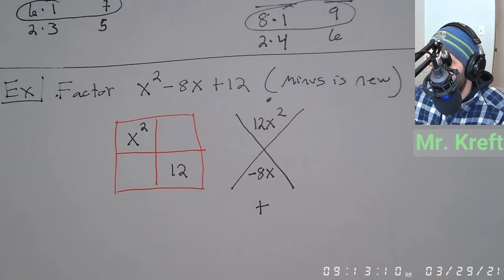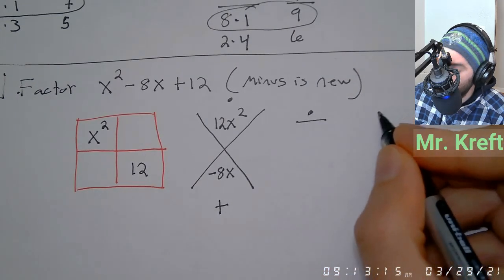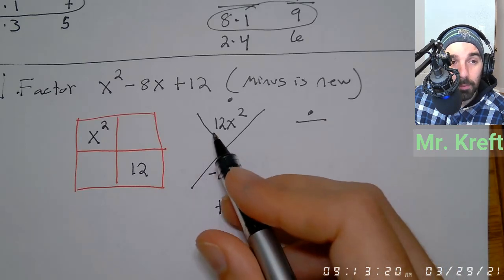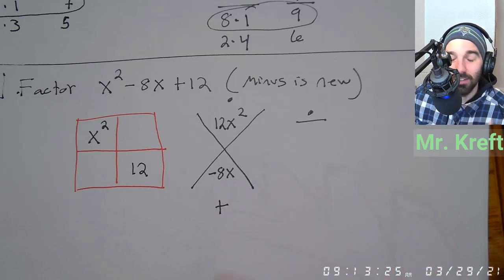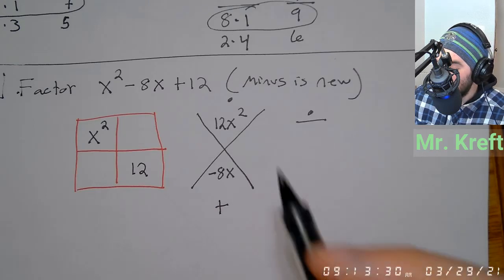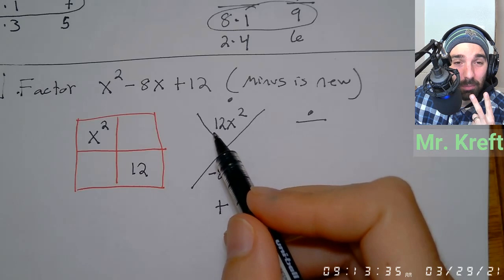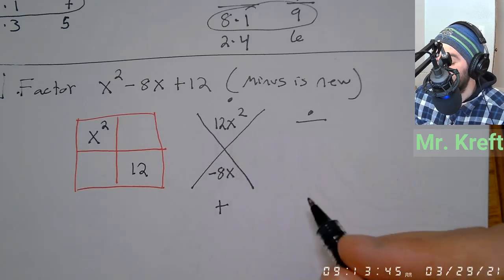So what does this mean for us? We're still going to play our little mini game. But we have to remember now, these two numbers are going to multiply to get 12, but they're going to add to get negative 8. Oh my gosh. So that means if they're going to multiply to be positive, we have to remember there are two ways you can multiply to get a positive number: both numbers are positive, or both numbers are negative. Let's take a look at that.